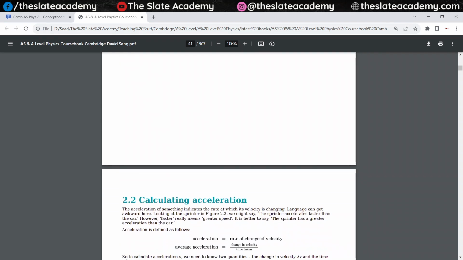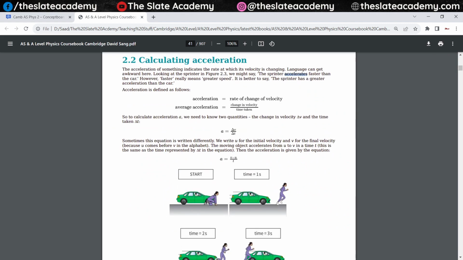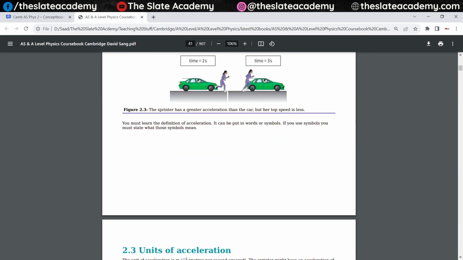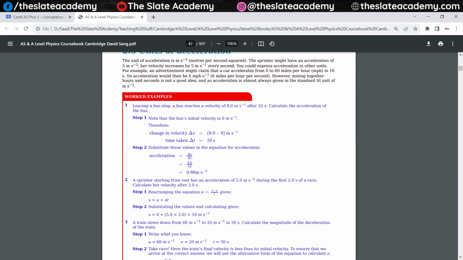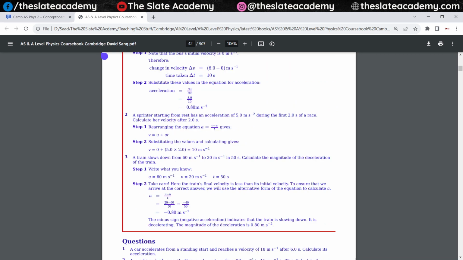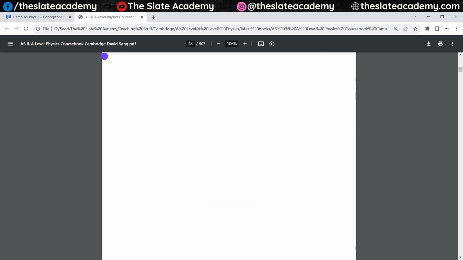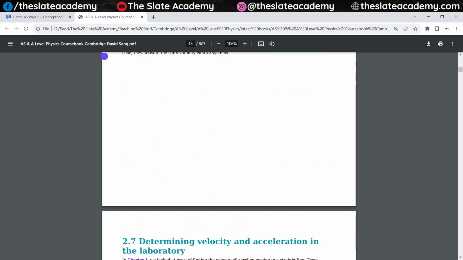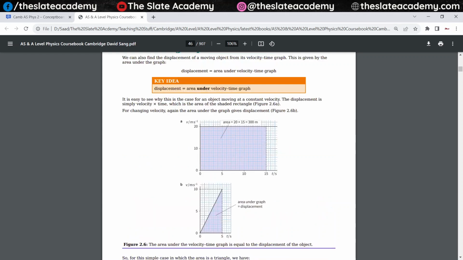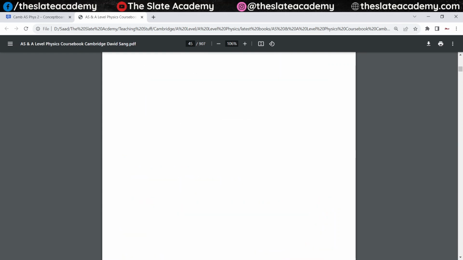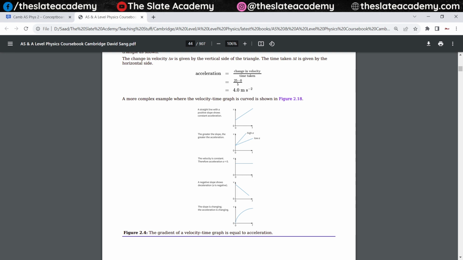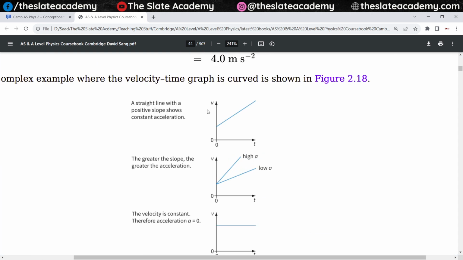Okay. Moving forward, calculating acceleration, change in velocity over time. You know this thing, unit of acceleration, meter per second squared. Car accelerates. You know velocity time graphs as well. This is something that we have done before. What does it mean if the velocity time graph is a horizontal line? What does it mean if it is a line with a positive gradient but constant gradient? Constant acceleration.